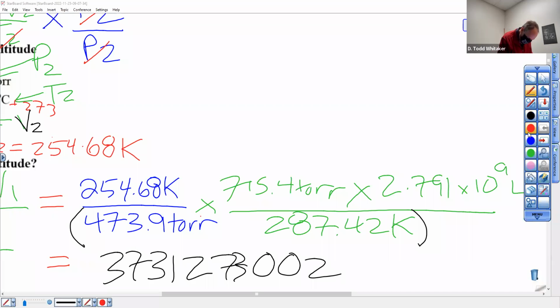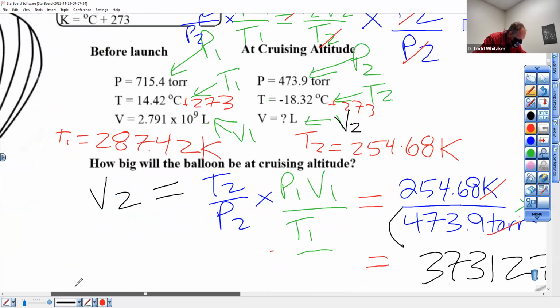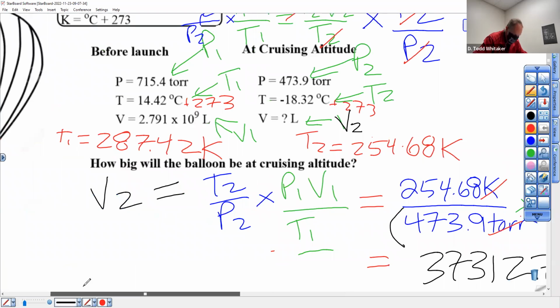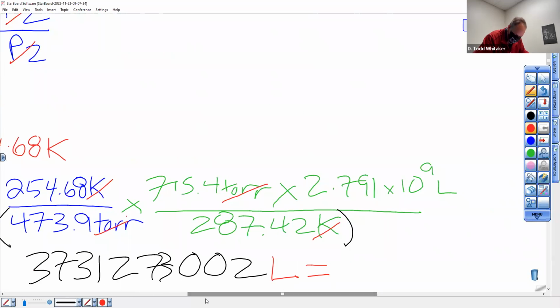Checking units. Kelvin, gone. Torr, gone. Liters, left. Hey, liters is a volume, right? That's how big something is. So I think it expanded a little, didn't it? 1, 2, 3, 4, 5, 6, 7, 8, 9. So 4 sig figs, is that what we were shooting for, or 3 sig figs? I got everything in 4 sig figs, don't I? It's my favorite go-to. 3.731 times 10 to the 9th.